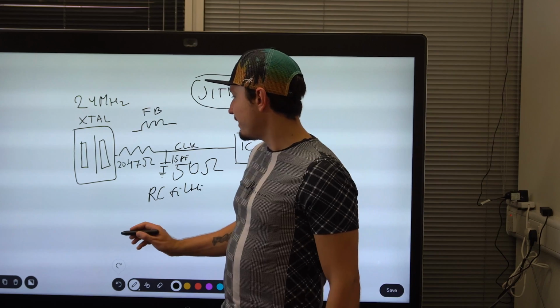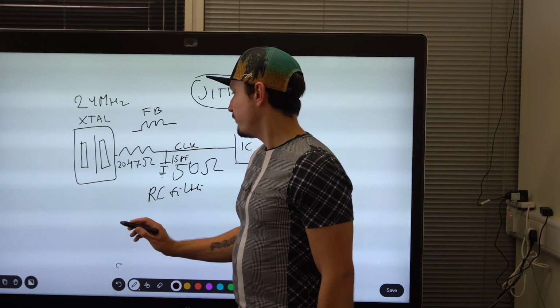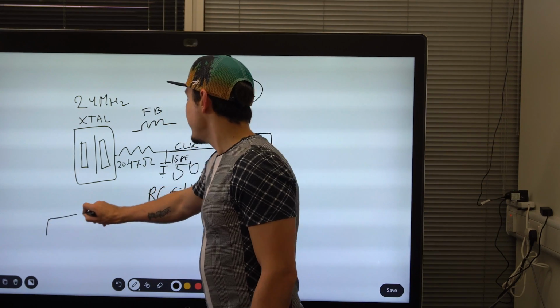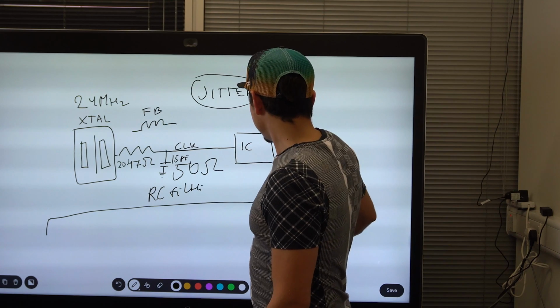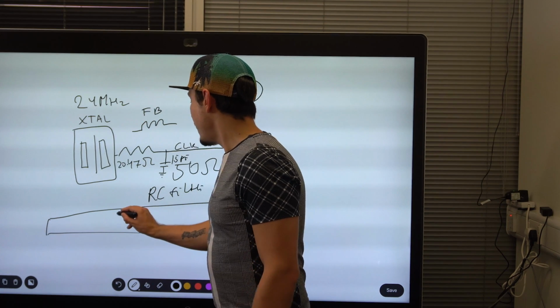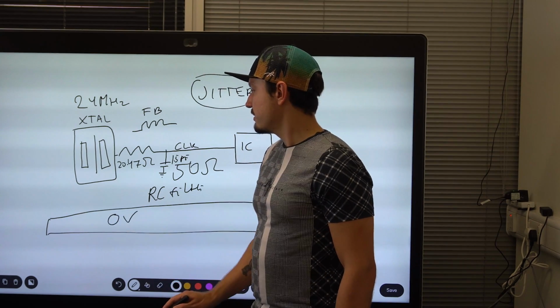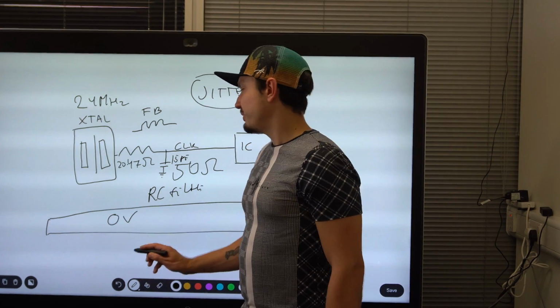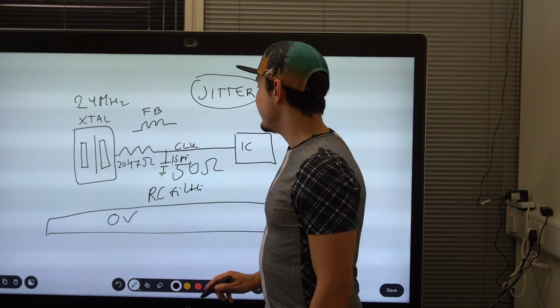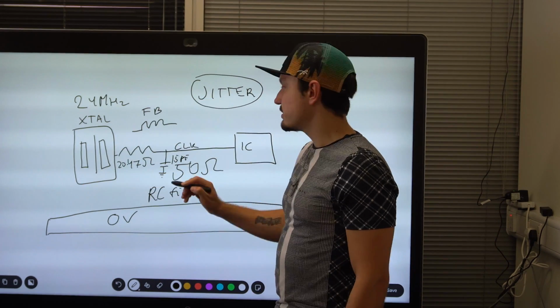So the better way of solving this would be through a plane, and you must make sure that you have a very low impedance 0-volt plane directly underneath all of this nonsense.